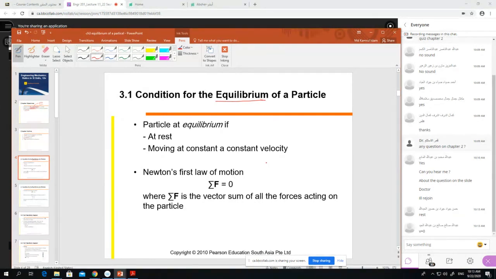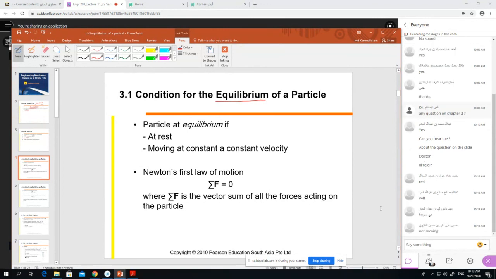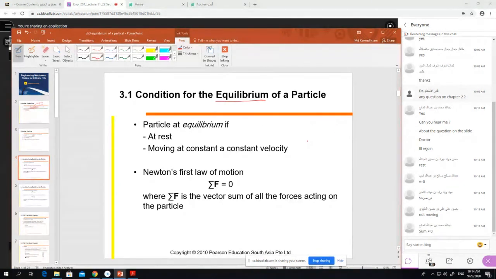Rest, particle in rest. Yes. Hassan Jawad said particle in rest, not moving. Yes, it is kind of the correct answer. What you have said is kind of correct. But more correctly, if you want to say the sum is 0, yes, all are correct answers. But more clearly, suppose a particle here, and I apply a force in this direction.